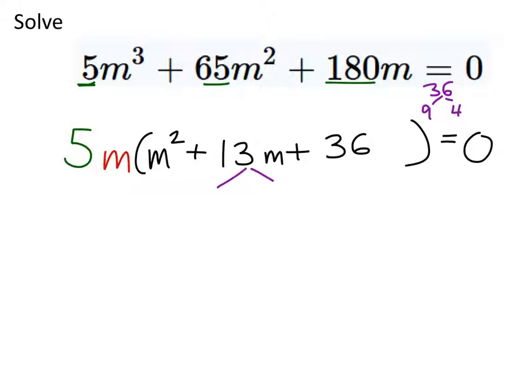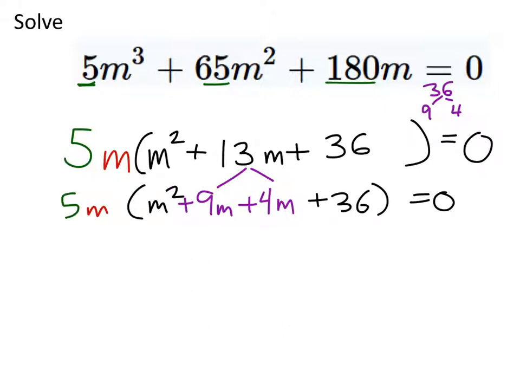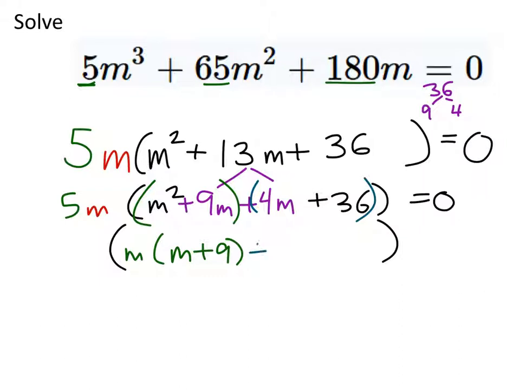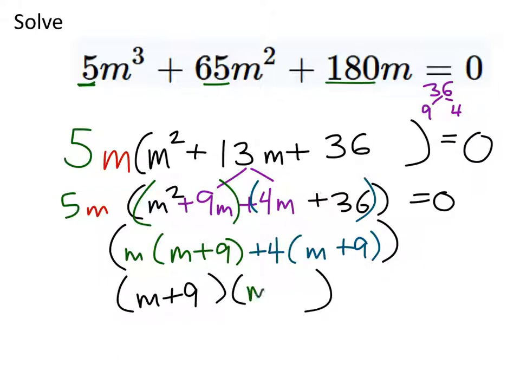So I'll split that up. 13m will be 9m now, and also an additional 4m. The rest of it stays. Okay. But the rest of us are going to continue with factoring by grouping. In this first set here, I can factor out an m, which would leave me with m plus 9. And then in the second set, I can factor out a 4, which would leave me with m plus 9. And so this factors out into, I can factor out that m plus 9 from both terms. And in the other one, I have m plus 4.